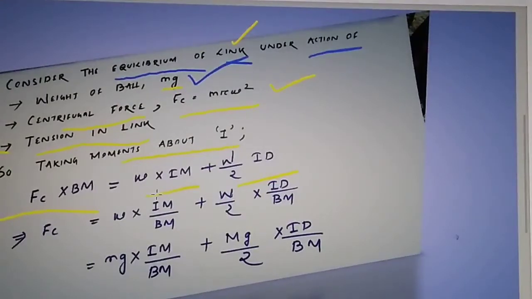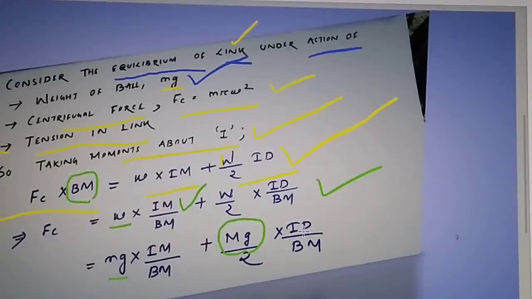Fc into BM is equal to small w into IM plus capital W by 2 into ID. So this is the most important equation. Just remember that we are calculating it by balancing the anti-clockwise moment with the clockwise moment, that is, by taking moment about point I. Now just divide by BM on the RHS. So Fc is equal to small w into IM divided by BM plus W by 2 into ID by BM. Small w value is small mg, capital W is capital Mg by 2.